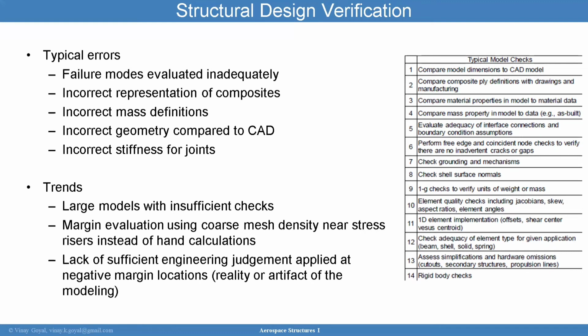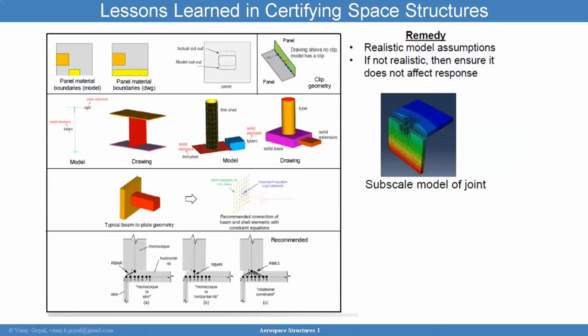A lack of sufficient engineering judgment is being applied at negative or positive margin locations. Sometimes the artifacts are caused by a modeling issue. And so you want to make sure that all the negative margins are assessed very carefully to make sure it's not just an artifact.